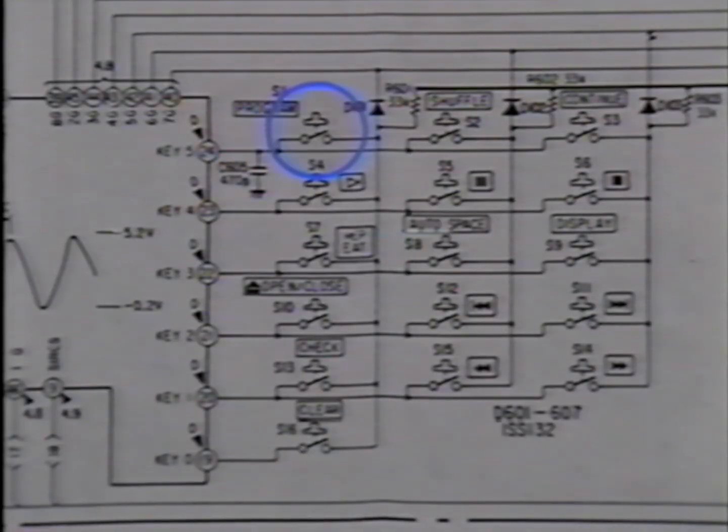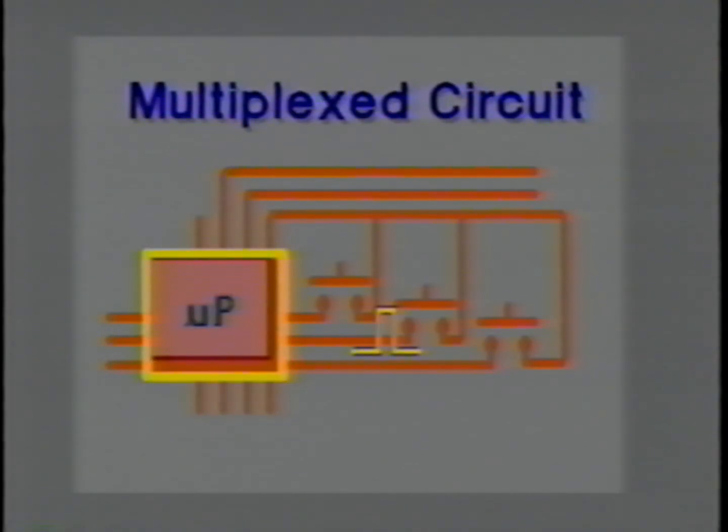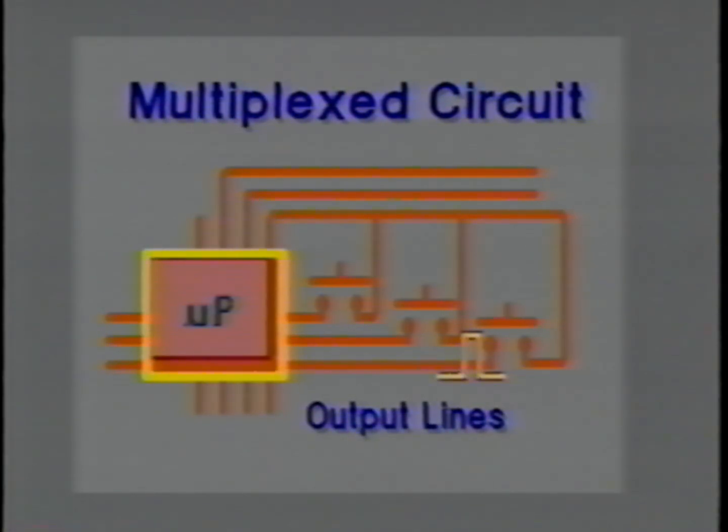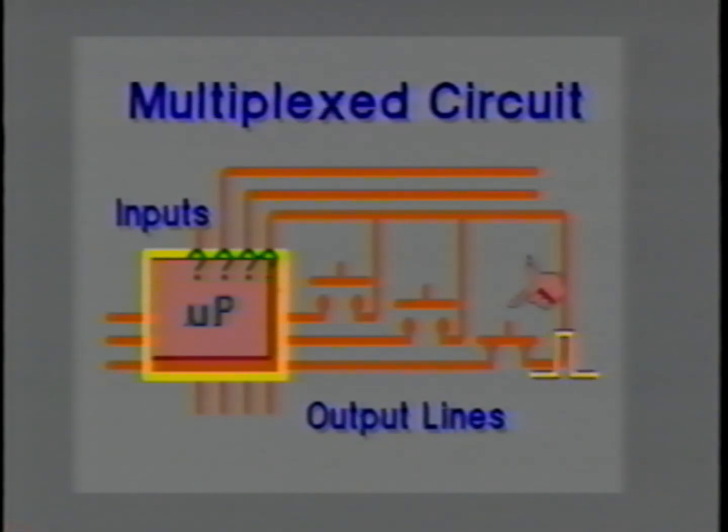The push buttons are normally open switches which are connected across the intersection of an output line and an input line. In the multiplex circuit, one of the output lines is made briefly active while the other output lines are held inactive. The input lines are then read by the microprocessor. If a push button located on the active line is being pressed, the active output level will be read on the associated input line by the microprocessor.